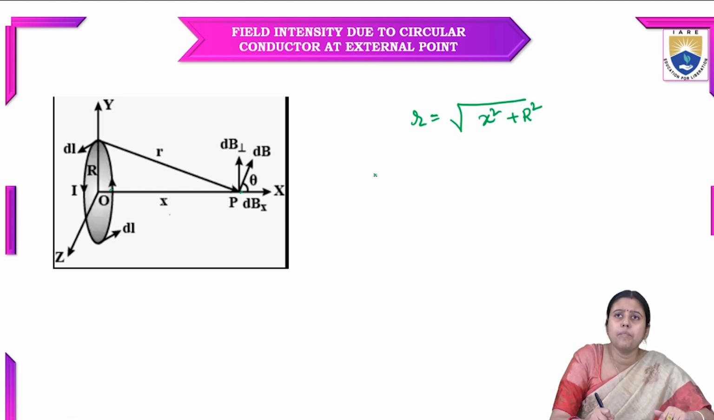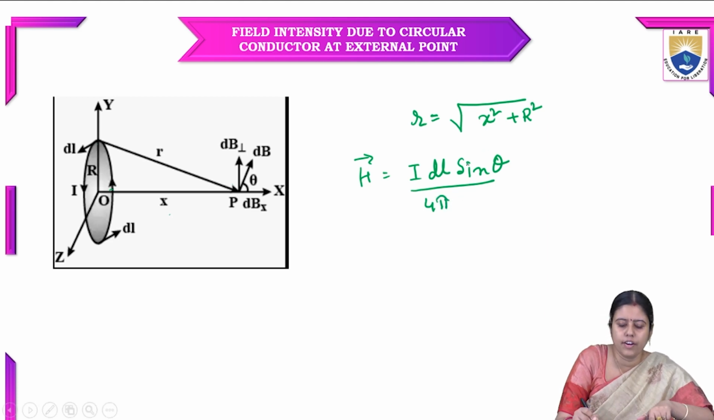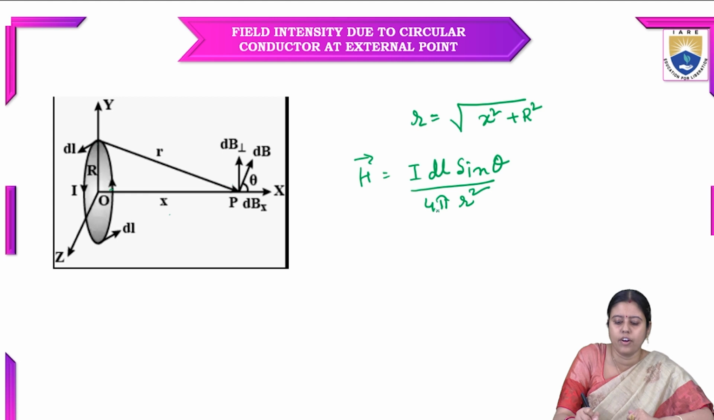Now according to the Biot-Savart's law, we can write dH or H is equal to I dl sin theta by 4 pi distance square. Here I am writing small r square.